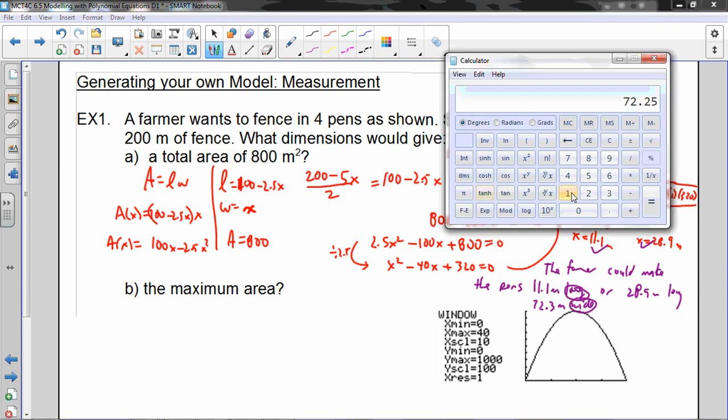So what's that? 100 subtract 2.5 times 28.9, equals, oh, something weird happened there, 100 minus 2.5 times 28.9, 27.5.